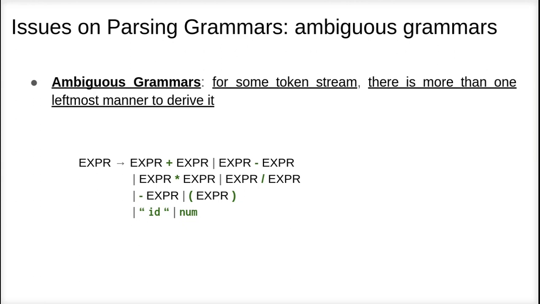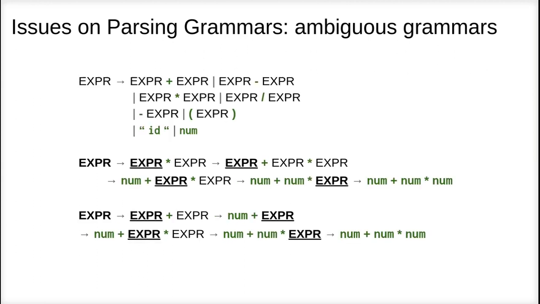A grammar is said to be ambiguous if for some token stream there is more than one leftmost manner to derive it. In other words, if we necessarily derive the leftmost non-terminal for each step of derivation, and there is more than one manner to derive that token stream, then the grammar is ambiguous. Let's rescue part of the grammar for the subset of Java for which we specify these expressions. So, as we see on the next slide, this grammar is ambiguous.